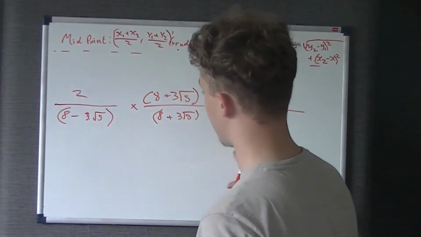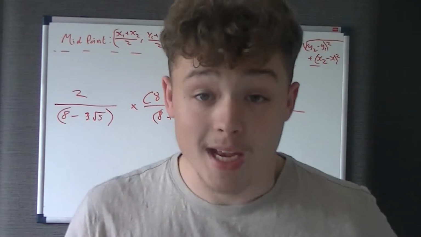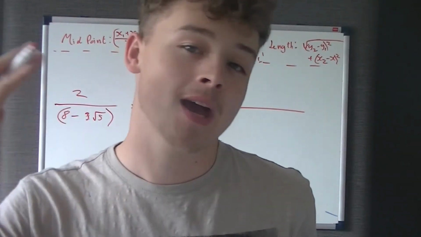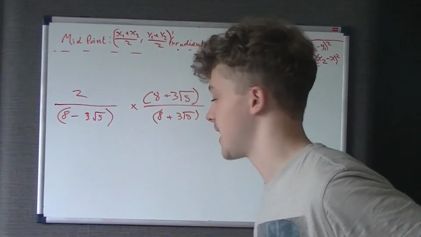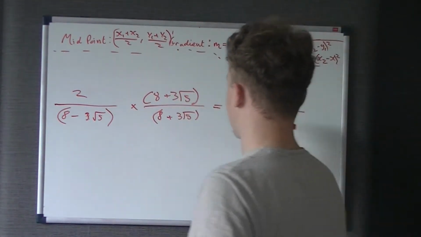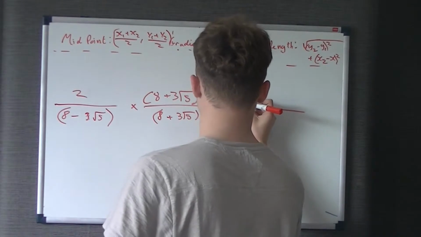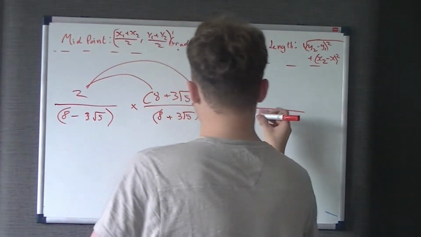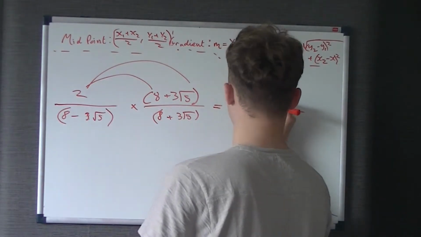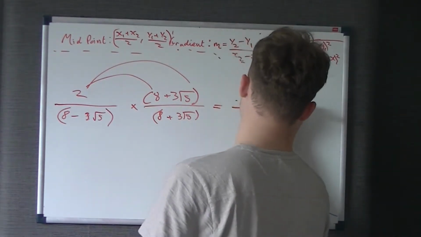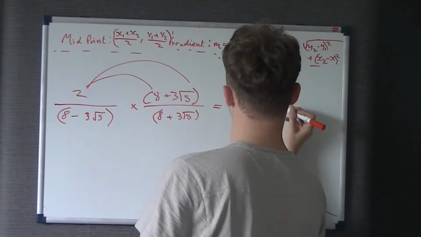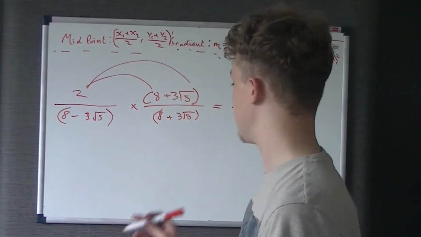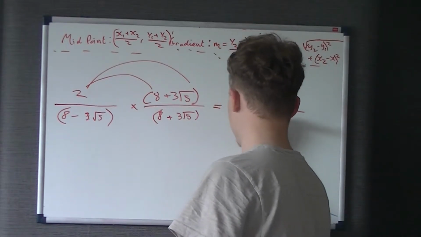So anyway, we expand these brackets out. If you've got 8 take 3 root 5, you times by 8 plus 3 root 5. You just simply change the sign in front of the surd. So times out the top, that's 2 times 8 is 16, plus 2 times 3 root 5 is 6 root 5. So what we've ended up with is a surd on the top.